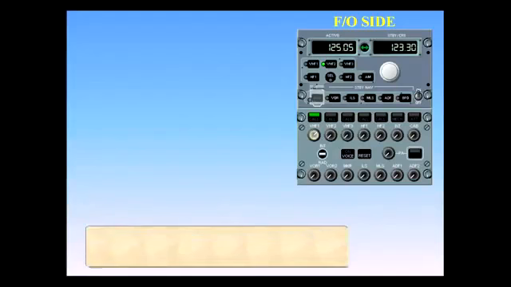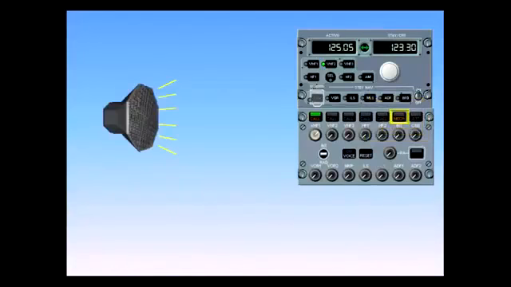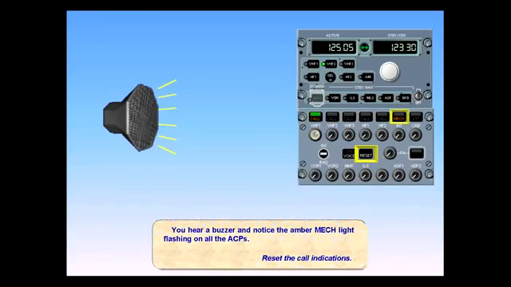Let's now look at a call indication from the ground crew mechanic. You hear a buzzer and notice the amber MECH light flashing on all the ACPs. Reset the call indications. The MECH light is automatically cancelled after 60 seconds or when the reset push button is pressed on any ACP.